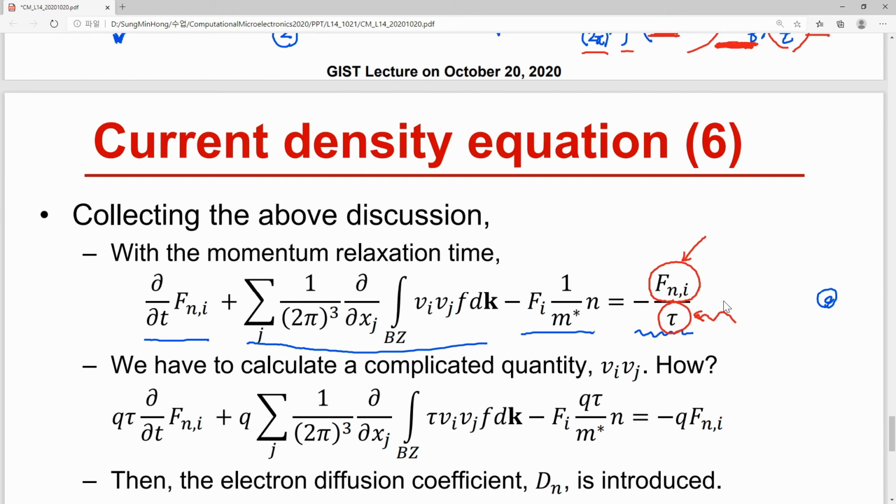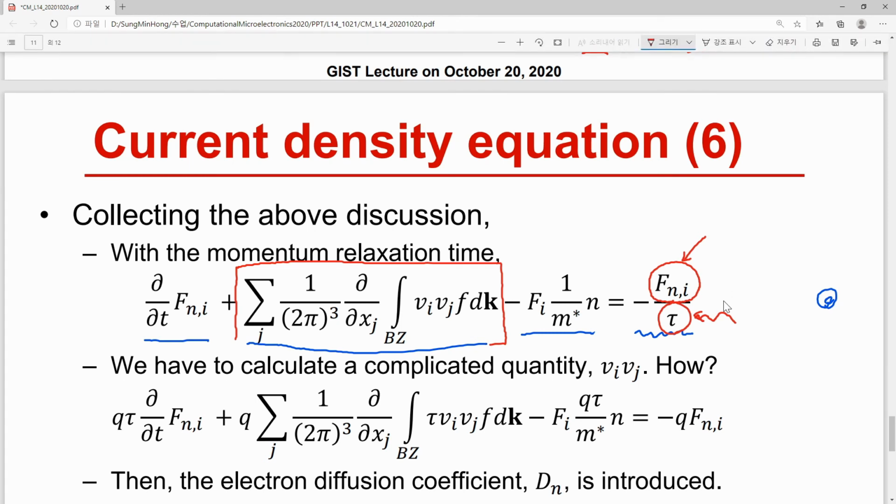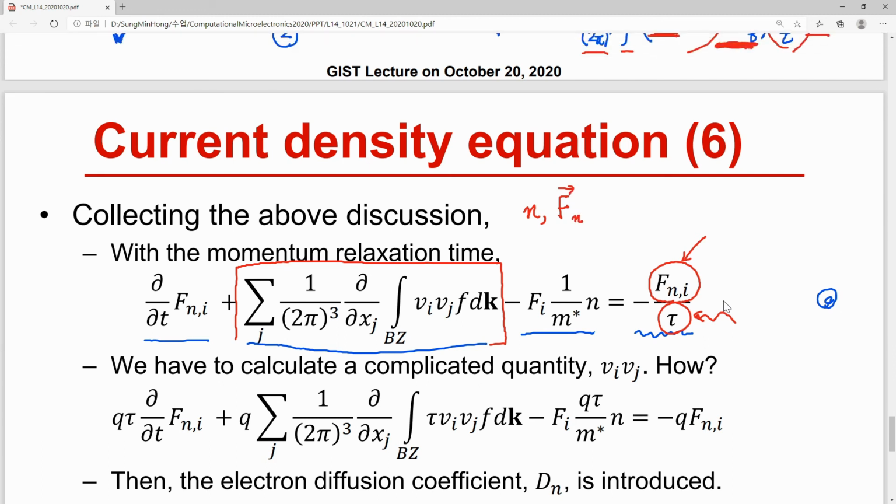So now our remaining task is the second term, and of course, we will try to express this second term in terms of, for example, electron density or flux. That will be our goal, and we introduce certain quantities which can be easily modeled by additional effort. That will be our strategy for the remaining second term.